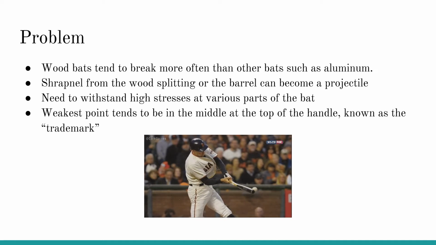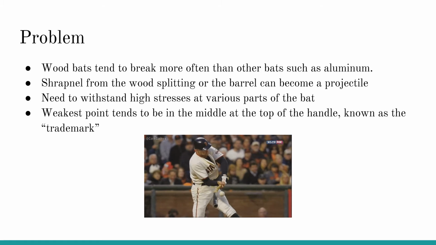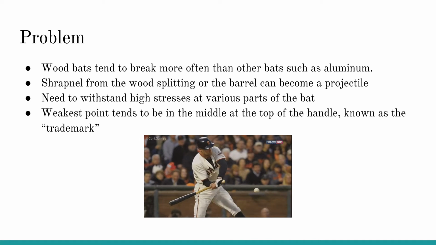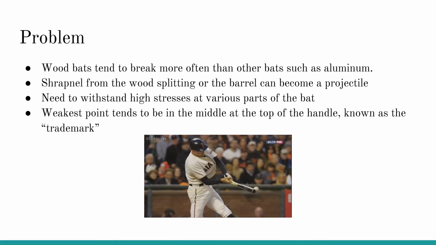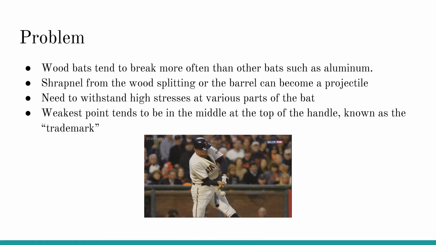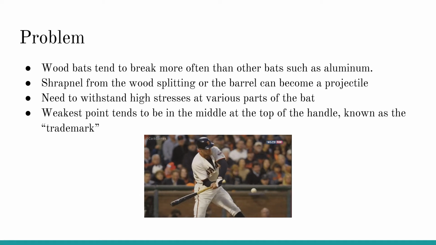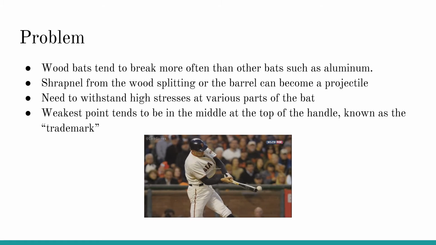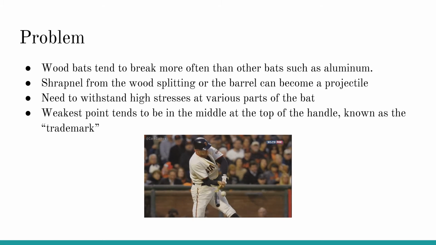However, only wood is legal for use in MLB, as aluminum can propel baseballs at extreme speeds towards players on the field. Wooden bats, however, also present a different danger towards the batter in the form of wood shrapnel that can result from a shattered bat.